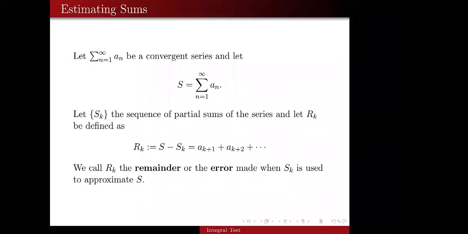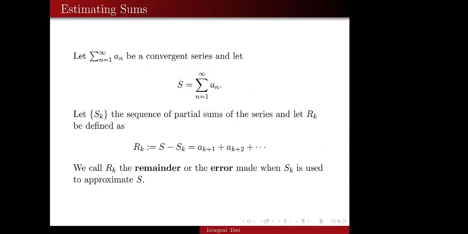Now let us talk about estimating sums. For this, we will try to estimate the sums using the improper integral. So we consider a series and suppose it is a convergent series. We let S be the sum of that series. We consider the sequence of partial sums for the series. So let S sub k be the sequence of partial sums.